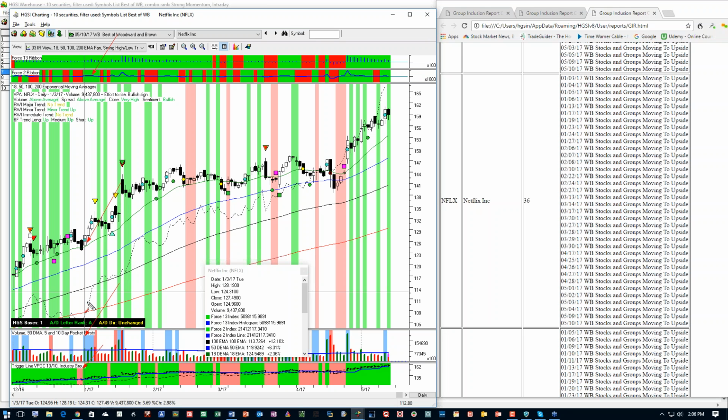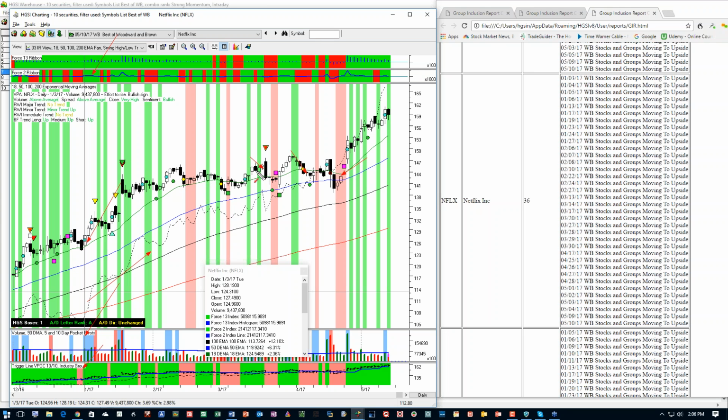It had a nice run up. The group was moving. It hesitated here, pulled back. Didn't penetrate the 18 until this point right here, got down. But the fan was still intact. By the fan being intact, I mean that the 18 did not come down through the 50. It tried to over here, but it did not. It held. And this was a basing period going from side to side. Now here's a pullback here. This one was not triggered. This one was triggered.